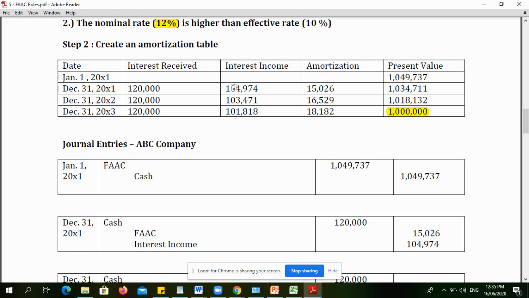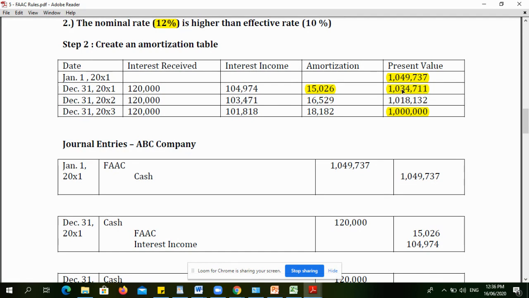Okay. So the 15,026 is the difference. Ang gagawin natin sa 15,026 na to, we will deduct this to the present value. So 1,049,737 minus 15,026 will be 1,034,711. And so on and so forth.